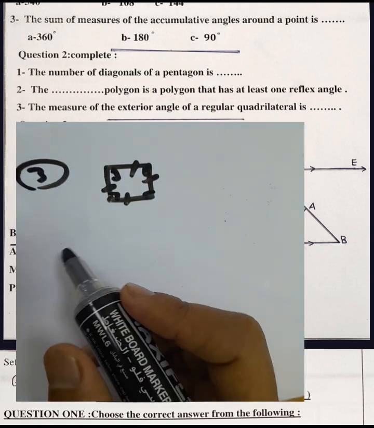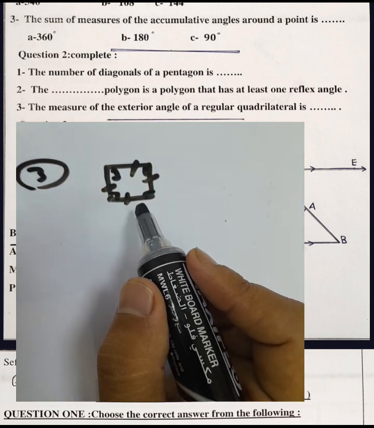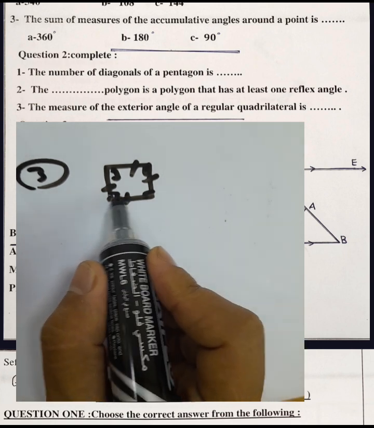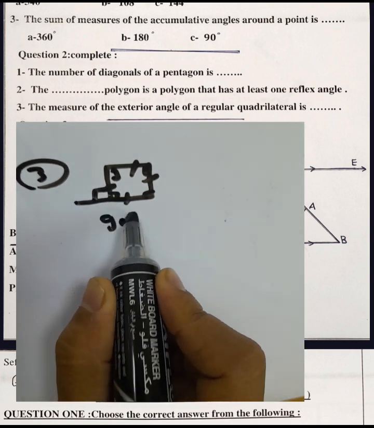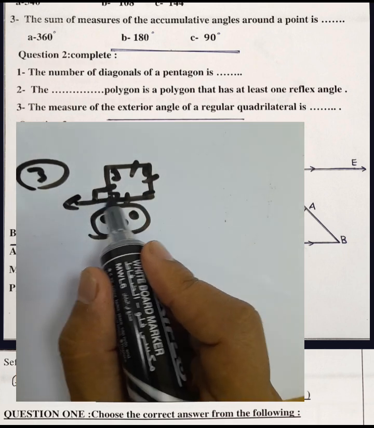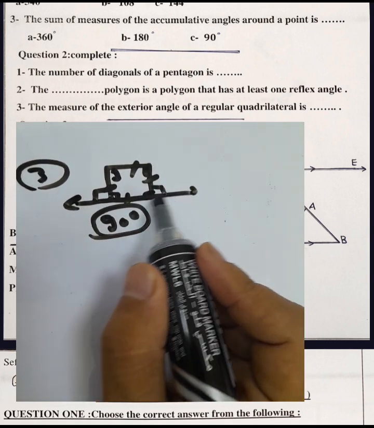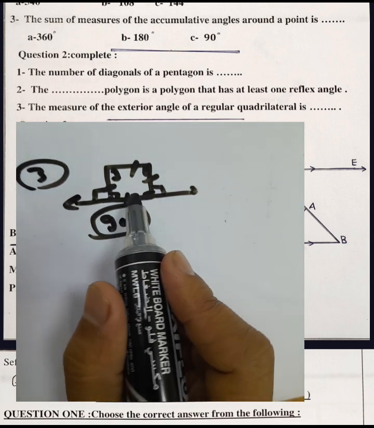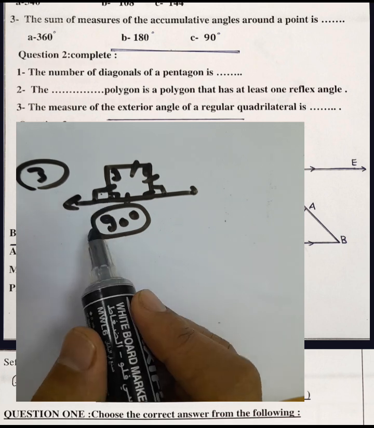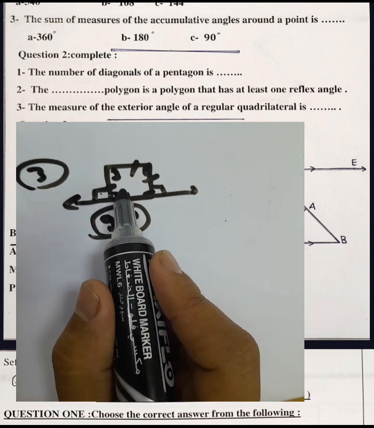Then the measure of the exterior angle of a regular quadrilateral here will be 90 degrees. We want to find what? The measure of the exterior angle. The exterior angle in the square will be 90, and the interior angle will be 90.